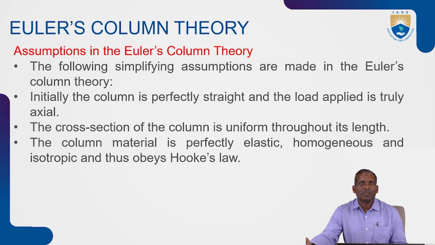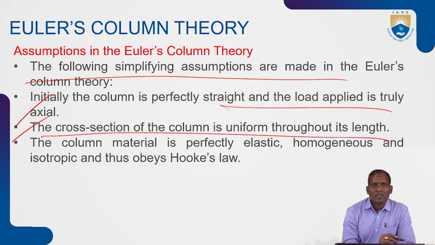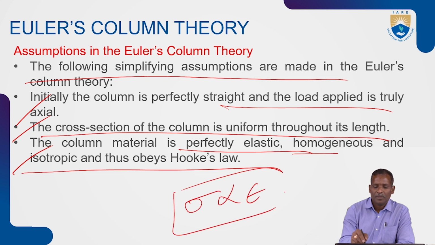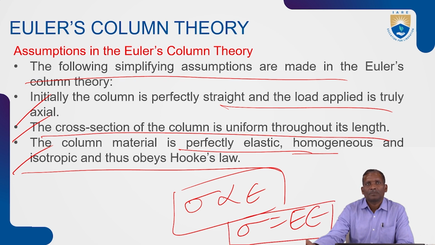So, assumptions in Euler's column theory. The following simplifying assumptions are made in Euler's column theory. Initially the column is perfectly straight, and the load applied is truly axial. The cross section of the column is uniform throughout its length. The column material is perfectly elastic, homogeneous, and isotropic, and thus obeys Hooke's law. You know Hooke's law: stress is directly proportional to strain, and with the help of Young's modulus, stress is E into epsilon. So these are the assumptions made while deriving Euler's column theory.